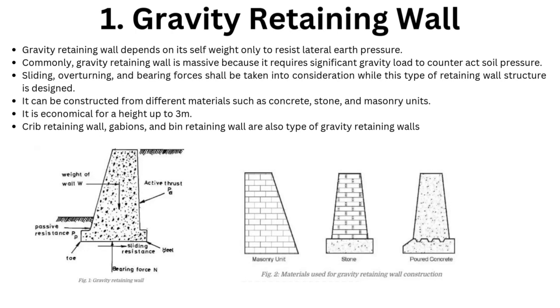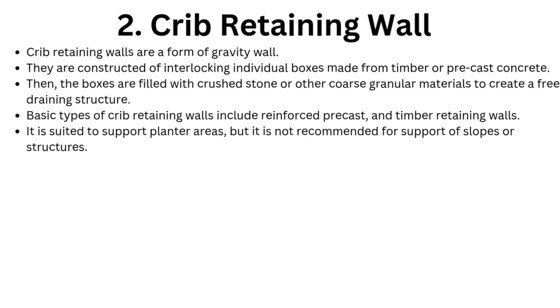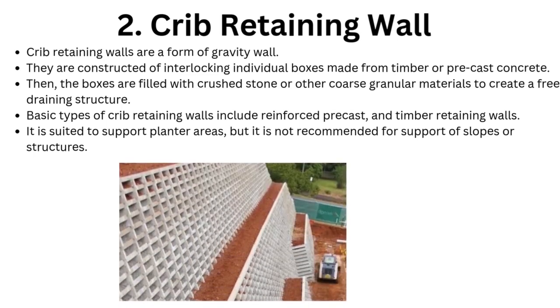It is economical for a height up to 3 m. Crib retaining wall, gabions, and bin retaining wall are also types of gravity retaining walls. 2. Crib retaining wall. Crib retaining walls are a form of gravity wall. They are constructed of interlocking individual boxes made from timber or precast concrete. Then, the boxes are filled with crushed stone or other coarse granular materials to create a free-draining structure.